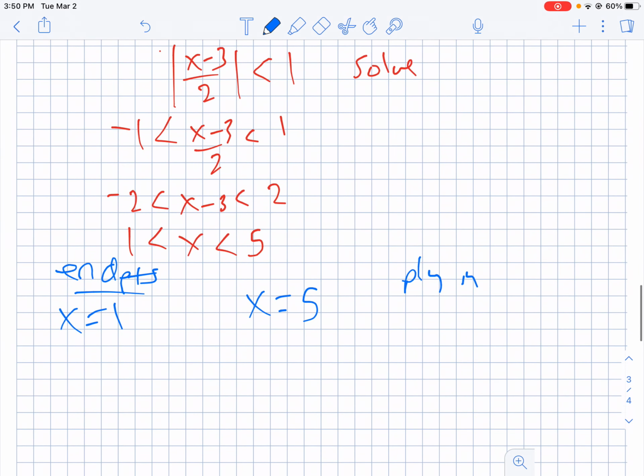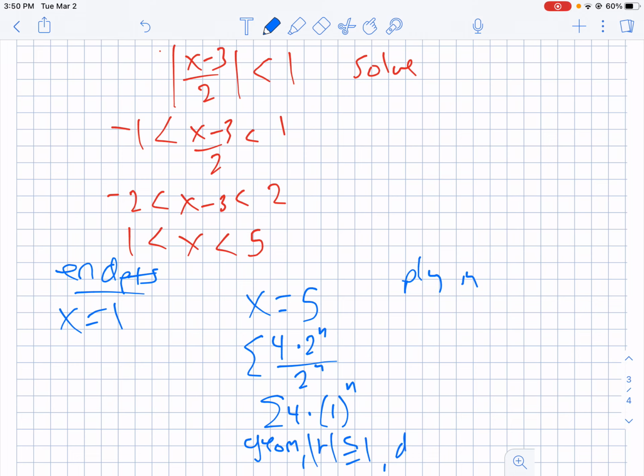When I plug in the 5, I have the sum of 4 times 2 to the n over 2 to the n. Well, this is the sum of 4 times 1 to the n. 2 over 2 is 1. I mean, you can just see right away this isn't going to 0. You can also say this is a geometric series. My r is greater than or equal to 1, so that means that it diverges.